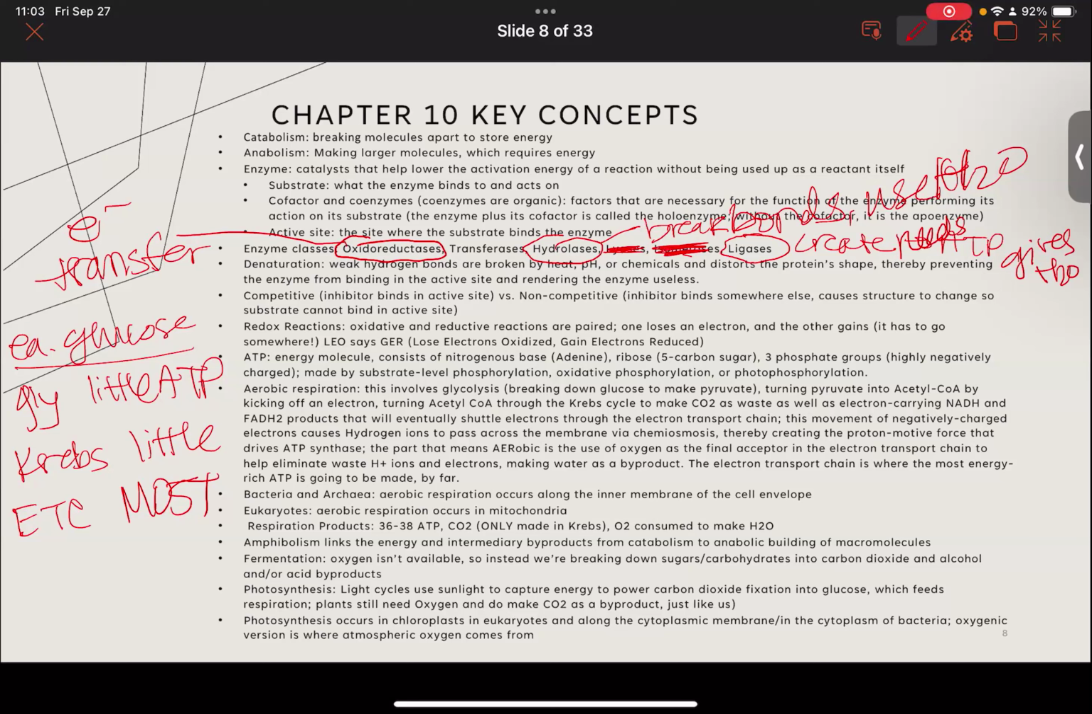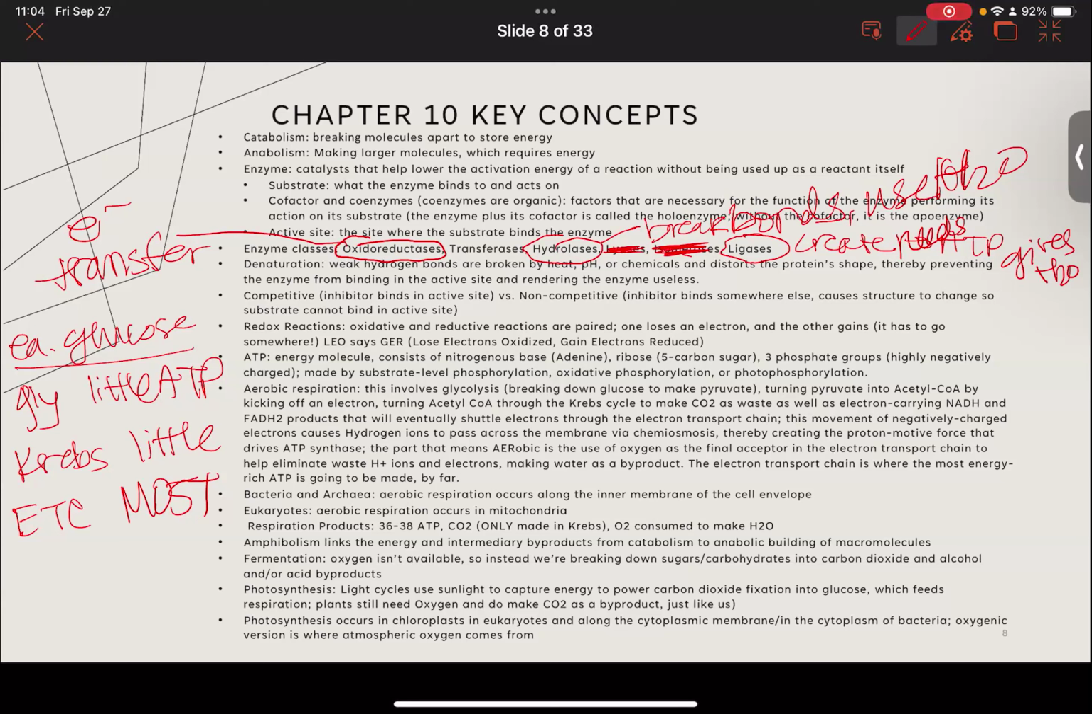Or you can take other things that you're eating that are not glucose or other sugars, things like lipids or things like proteins, and you can convert them into intermediates that can enter in at certain points in this whole pathway as well. So that's amphibolism, the ability to exchange byproducts at any given point of any of these chemical reactions in the cell. That's what the term is about.